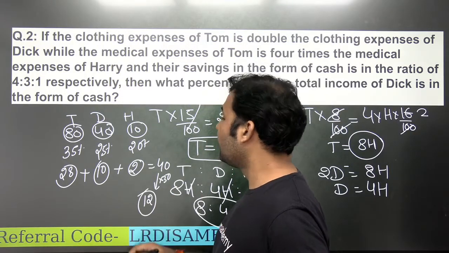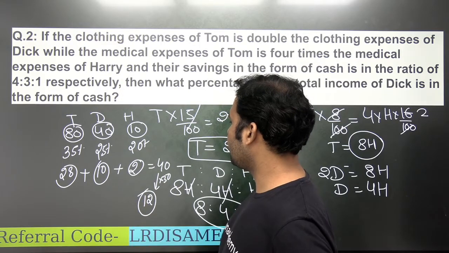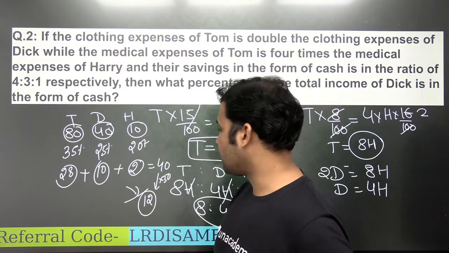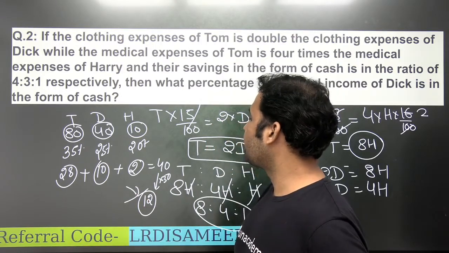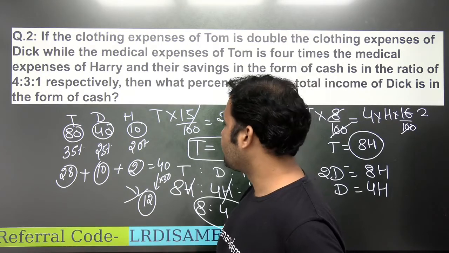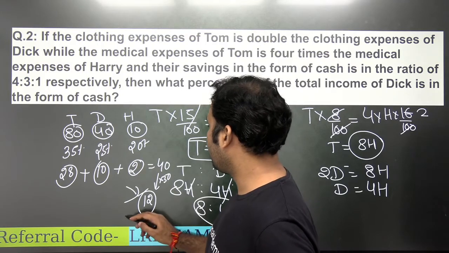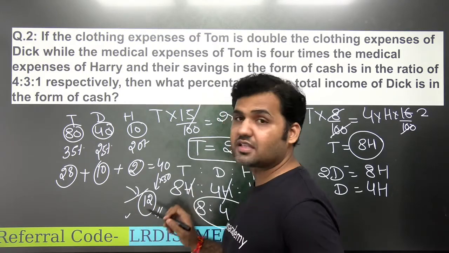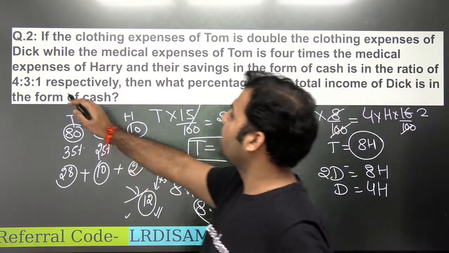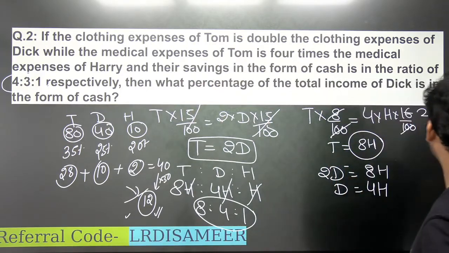This tells me the total cash saving of Tom, Dick and Harry is 12 rupees, right? All right. So this is their total saving in the form of cash, 12 rupees. Now this 12 rupees has been invested in the ratio 4:3:1. That means, now let me just create a space for you guys.